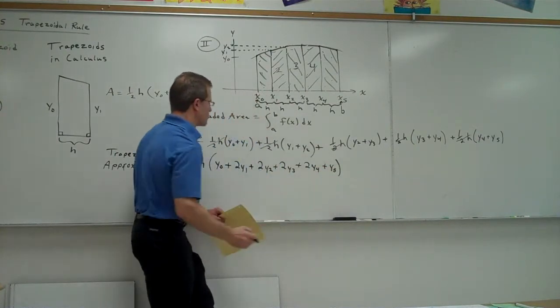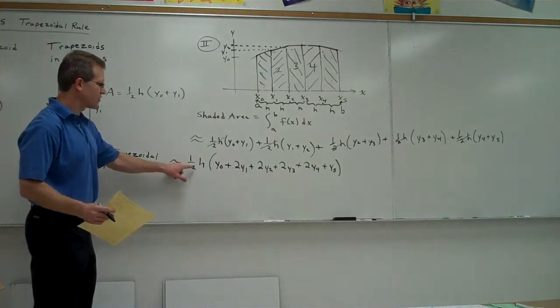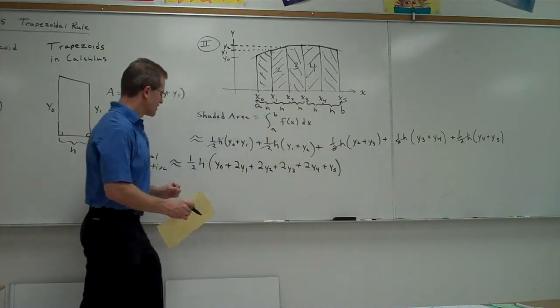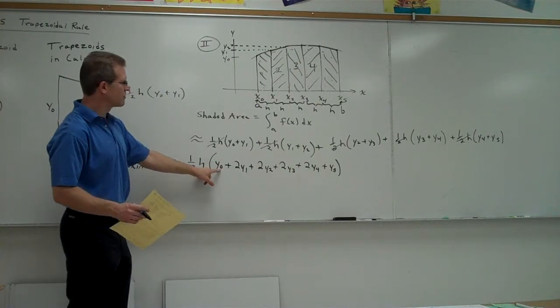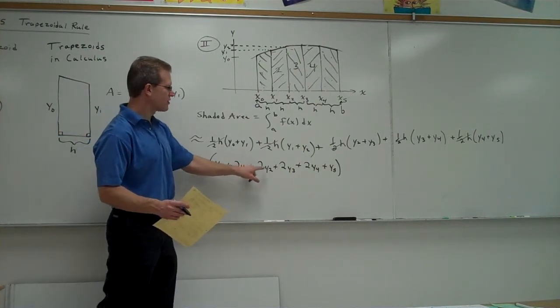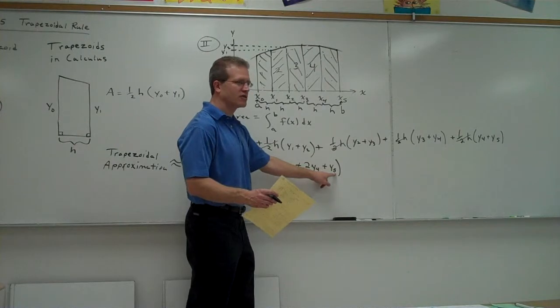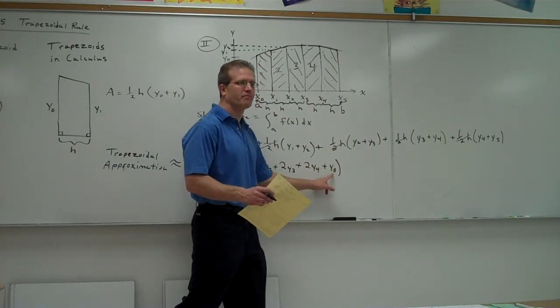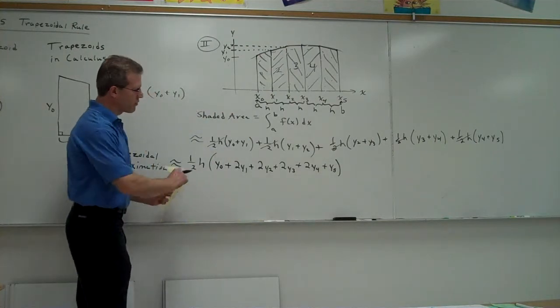So the trapezoidal rule says that you take 1/2 your height, which is actually running sideways here, times your first y coordinate, which is y sub 0, and then double all those other y coordinates except for the first and last one. Your first y coordinate won't be doubled, your last y coordinate won't be doubled. And that's a quick way using that formula.